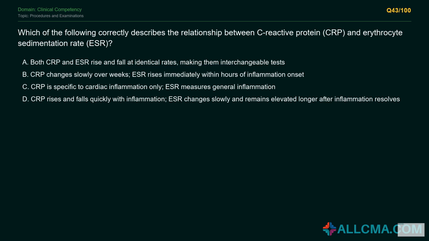Option C, CRP is specific to cardiac inflammation only. ESR measures general inflammation. Option D, CRP rises and falls quickly with inflammation. ESR changes slowly and remains elevated longer after inflammation resolves.